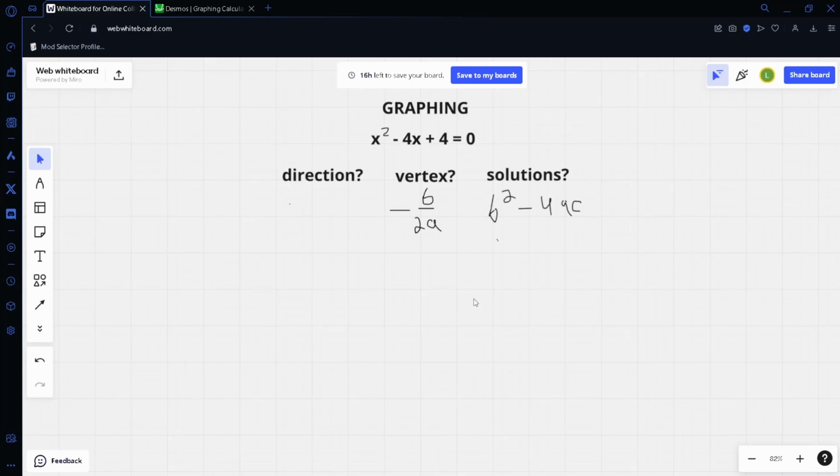Final method is going to be our graphing method. Now, there are three key parts of a graph that we can determine just from looking at its standard form. The first one is going to be our direction. If you take a look at the a value here, you'll notice it's a positive 1. Because it is positive, we can determine the graph is going up.